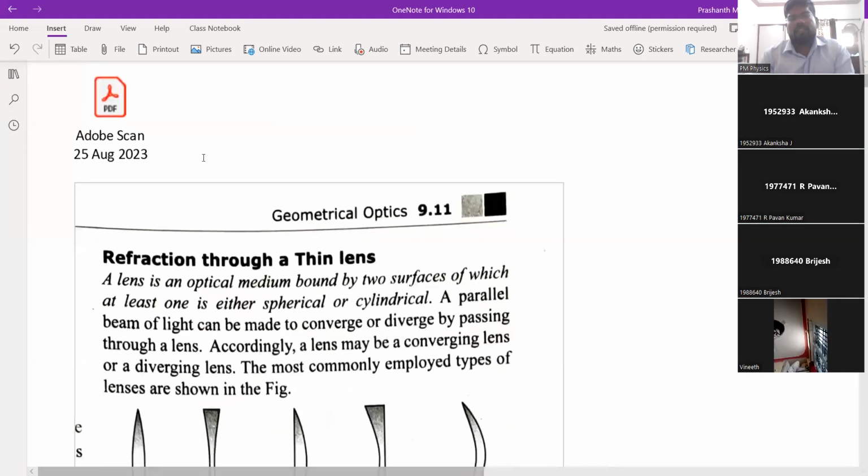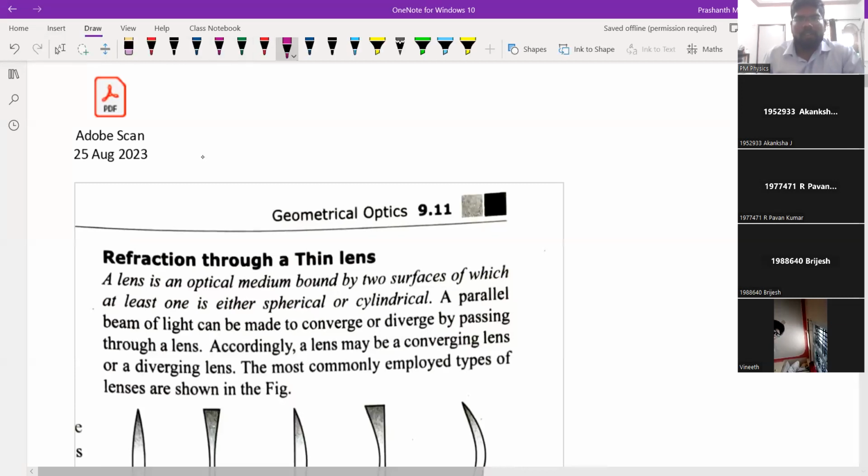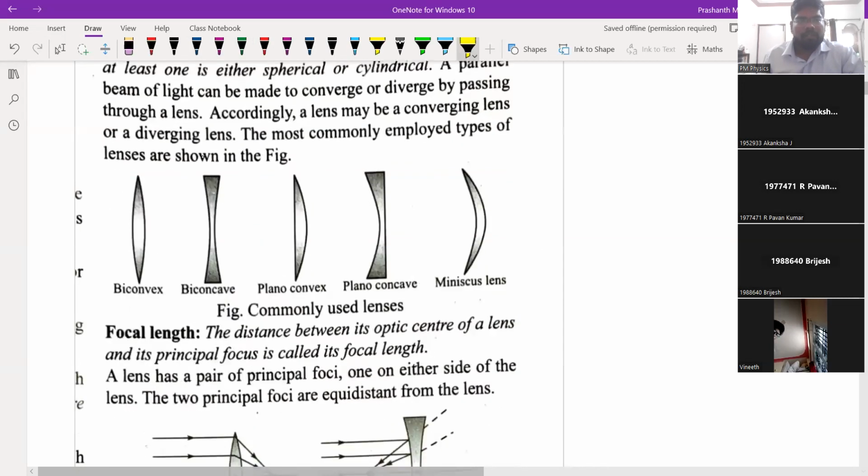So lenses, what are lenses? Just quickly we'll see. We'll derive the formulas if required once again, and so what are things we have seen?